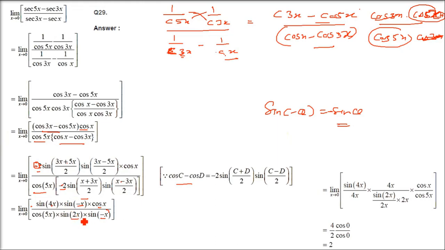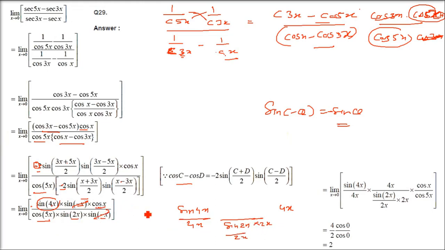Whatever is remaining, sine 2x in the denominator, sine minus x is in the denominator. Now you can just cancel this sin x. So you have sine 4x, cos 5x in the denominator, cos x in the numerator, and sine 2x is there. Cos x we don't have any problem because cos 0 is 1. But sine 4x divided by 4x, multiply by 4x, sine 2x divided by 2x and multiply by 2x, you can do that also.